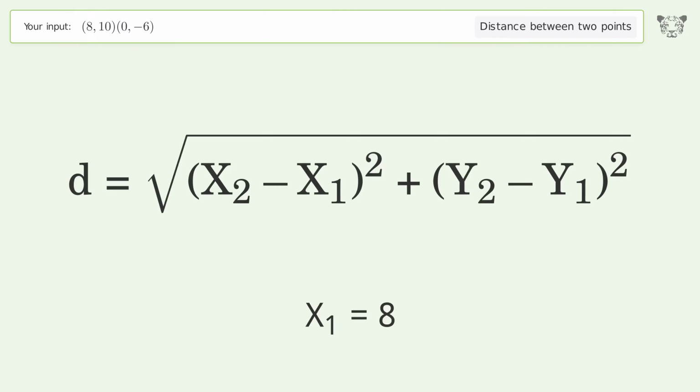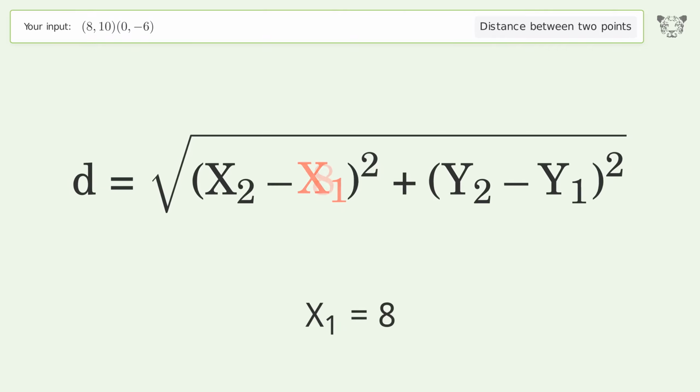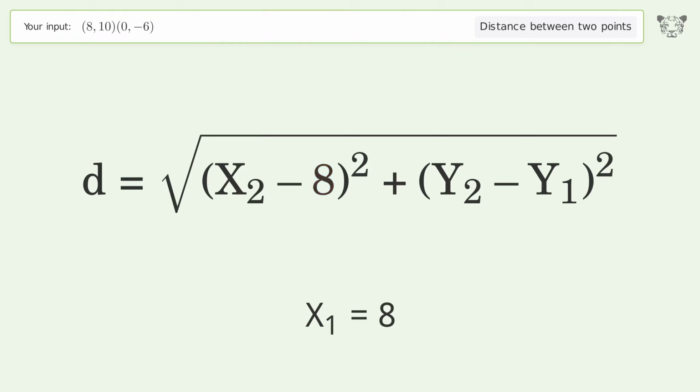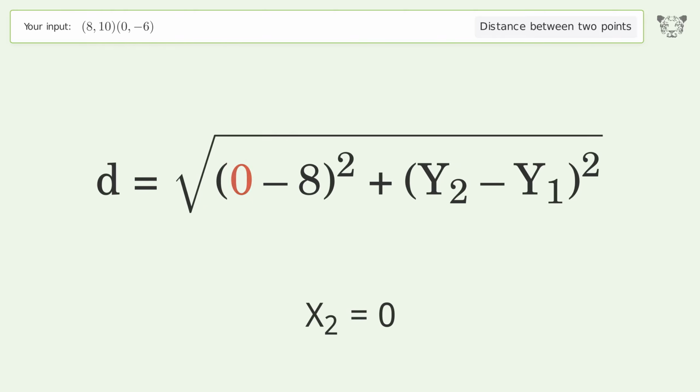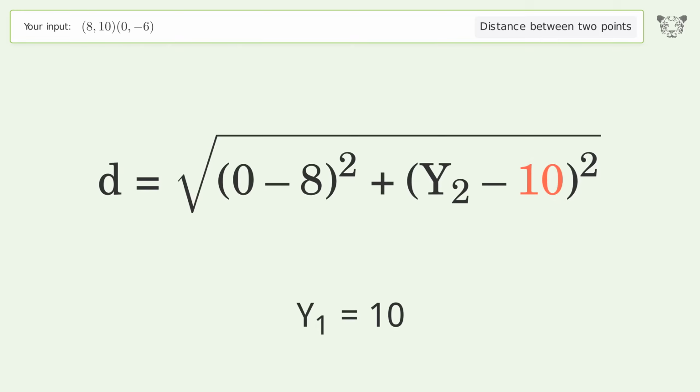x1 equals 8. x2 equals 0. y1 equals 10. y2 equals -6.